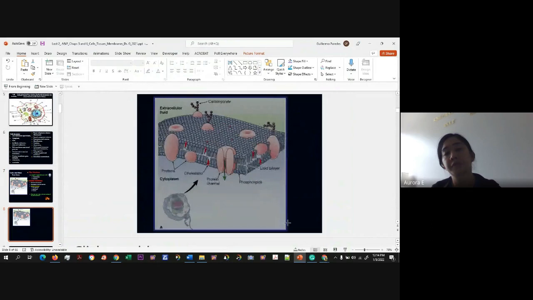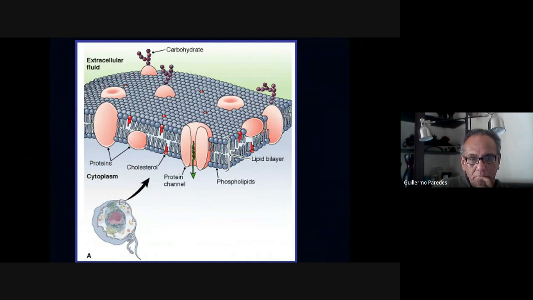Okay? So if you see here, we have a double layer membrane. So we have one phospholipid here and the opposite phospholipid here. Phospholipid, phospholipid. Now, why is that distribution? Just remember, the head is hydrophilic. They love water. And the fatty acids, they hate water. Okay? So what is happening here is this.